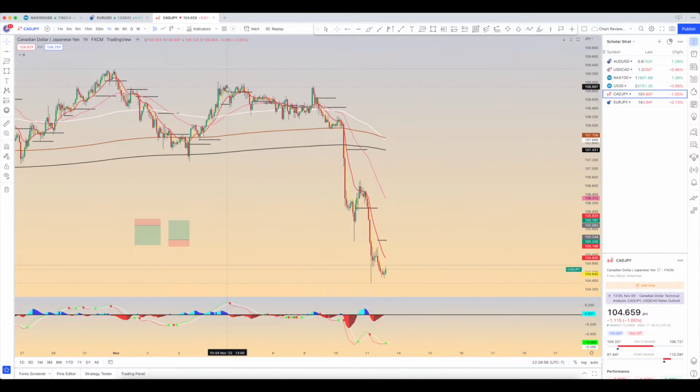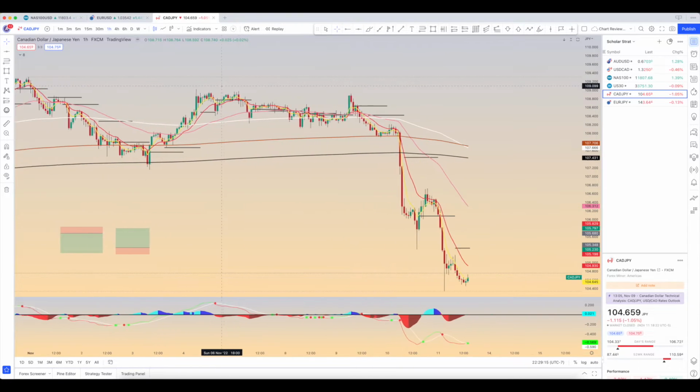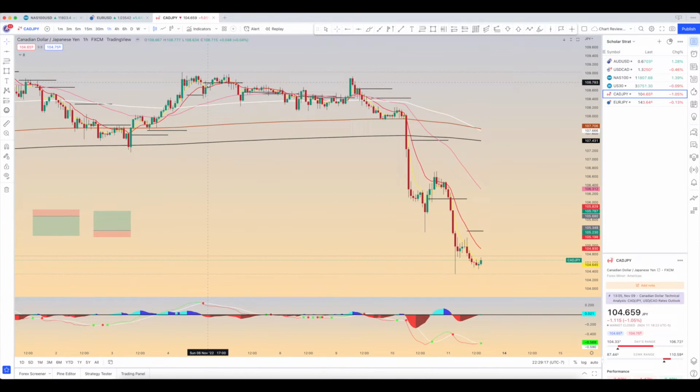We're going to dive right in, and this week's currency pairs I was looking at were EUR JPY, CAD JPY, USD CAD, and AUD USD. I'm currently on CAD JPY just to show you how the week started. Okay, so this is Sunday. This was the first pivot line of the week.